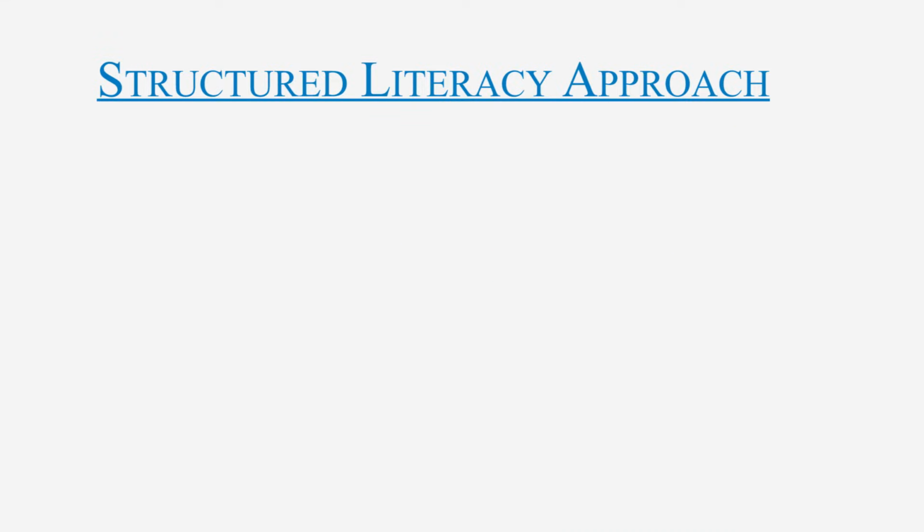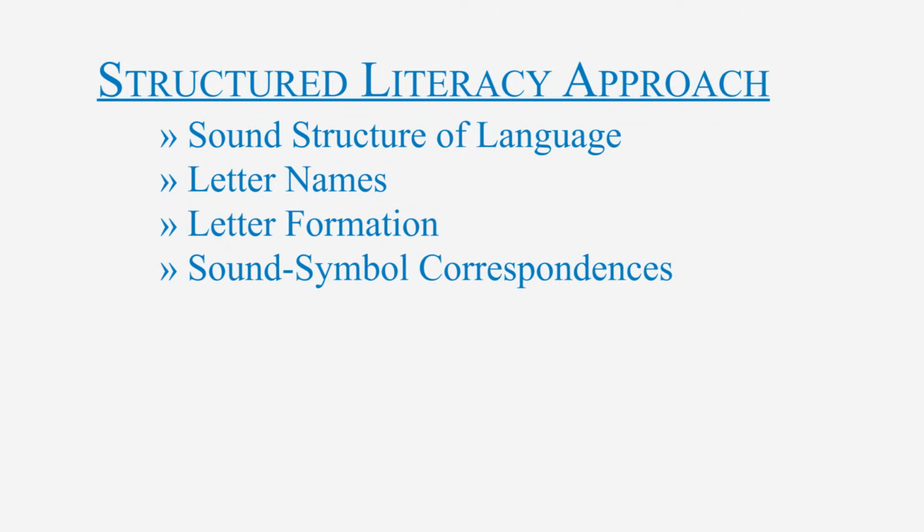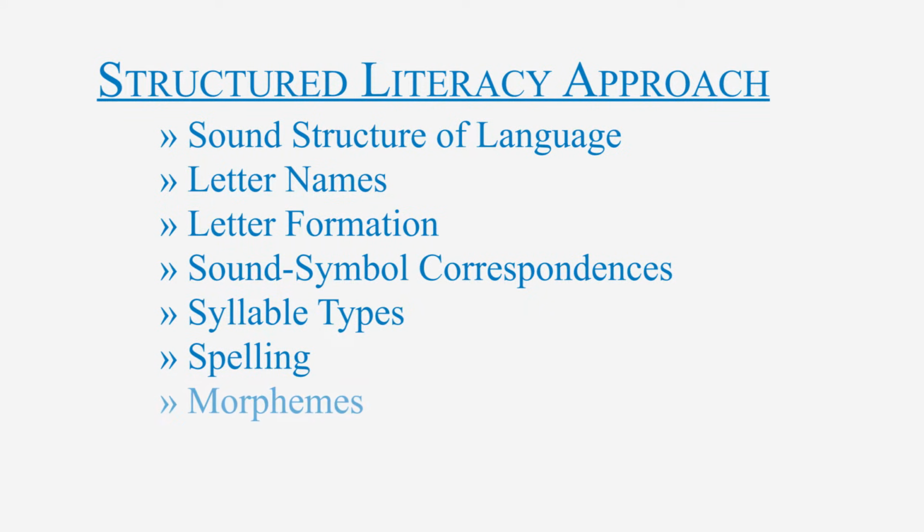As we just heard, when adopting a structured literacy approach, we explicitly teach children the sound structure of language. We also teach the children letter knowledge, the names of the letters, their formations, and the sounds that correspond to each of the letters. Children are taught the different types of syllables to help them learn what sounds the vowels in a word will make. We directly teach spelling, and we teach children about the meaning units within words, morphemes.